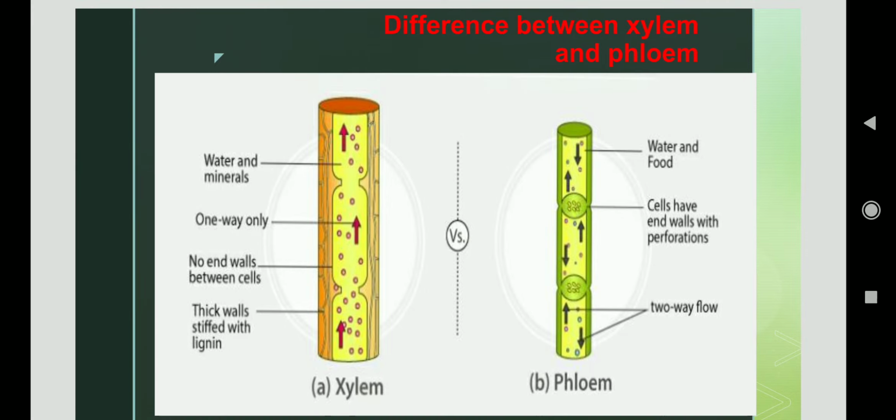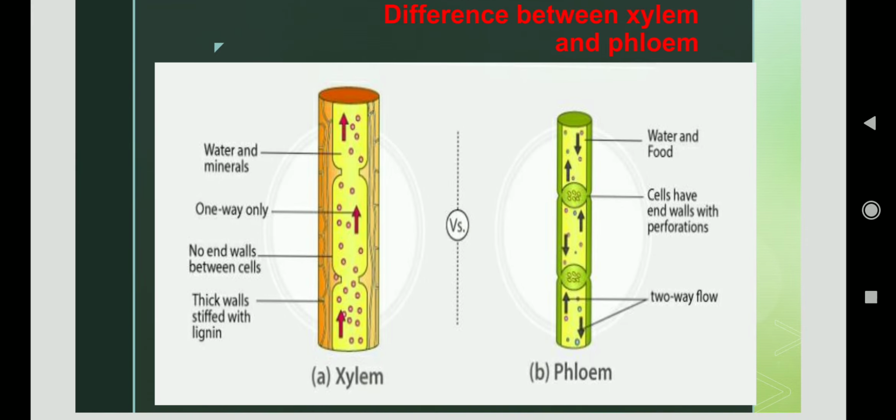Let's give a glance at the difference between xylem and phloem. With the help of the diagram you can easily differentiate. See that in xylem, water and mineral transportation takes place, and it is unidirectional, a single-side row you can see. But in phloem you can see bidirectional movement of water and food, right? So this is the first difference, that xylem transports water and minerals, and phloem transports water and food. Second, xylem has unidirectional movement, phloem has bidirectional movement.